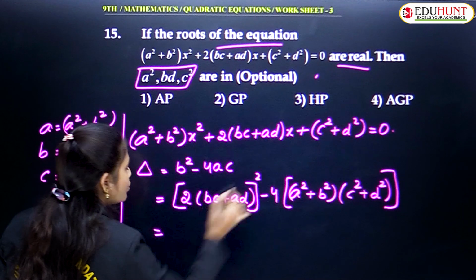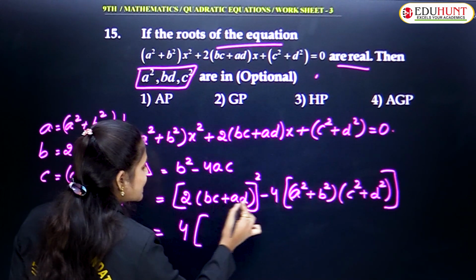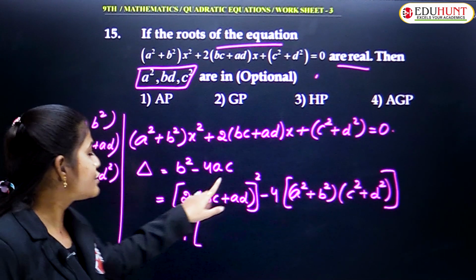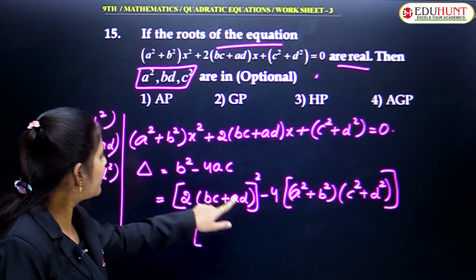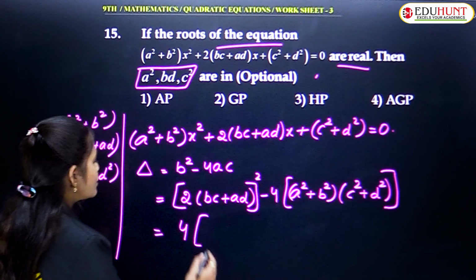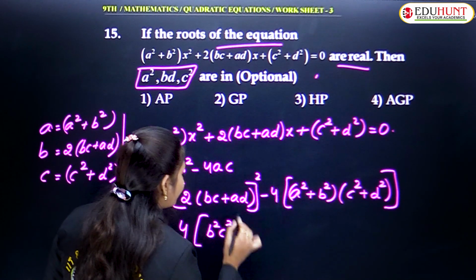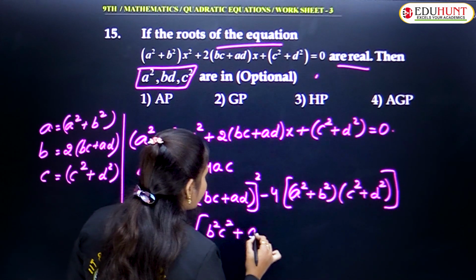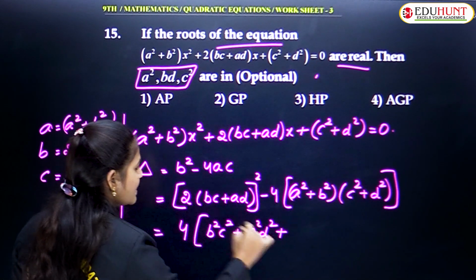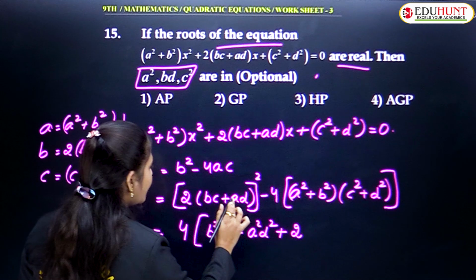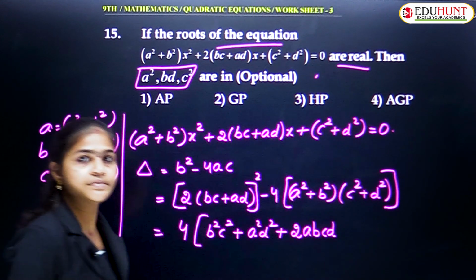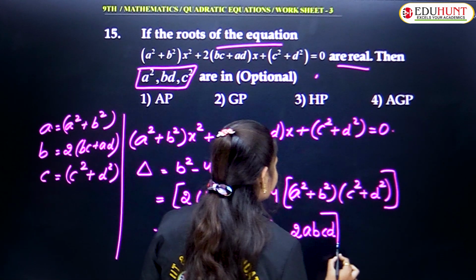So from this, 2 square is 4, and here bc plus ad we can consider as the (a plus b) whole square formula, right? At the place of a here is bc and at the place of b here is ad. So we have to apply that formula: b square c square plus a square d square plus 2ab, which is 2abcd. Clear? So this is the first step.